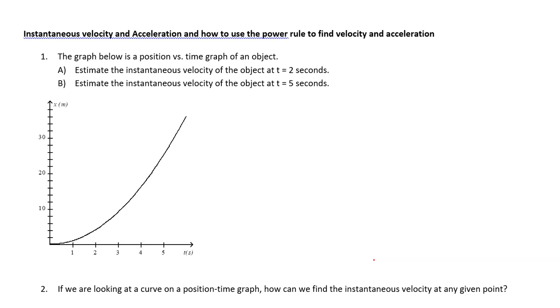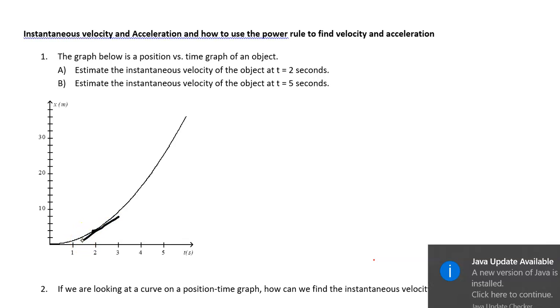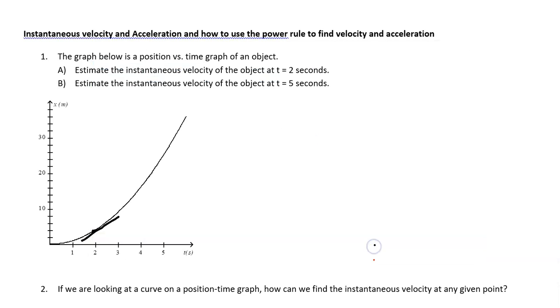Okay, so now that you've thought about number 1, let's go through it together. For A, we want to find the instantaneous velocity of the object at 2 seconds. This is a position versus time graph, so to find velocity, we know that is the slope of a position versus time graph. To find instantaneous, we have to draw a tangent line, and it should be a straight line approximately, at 2 seconds.